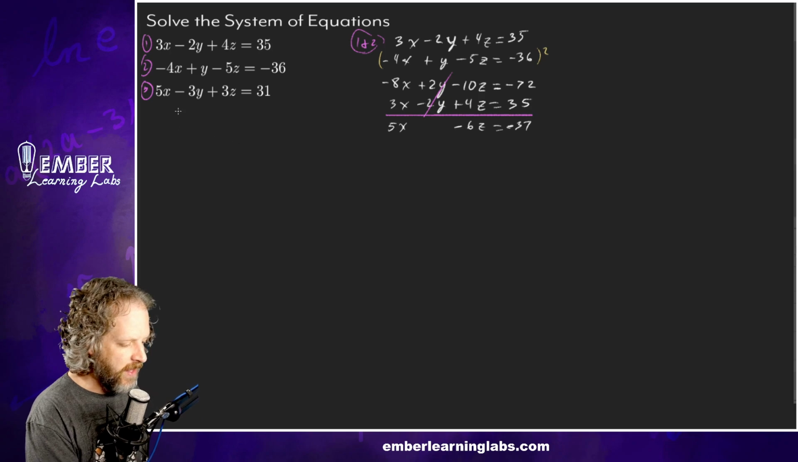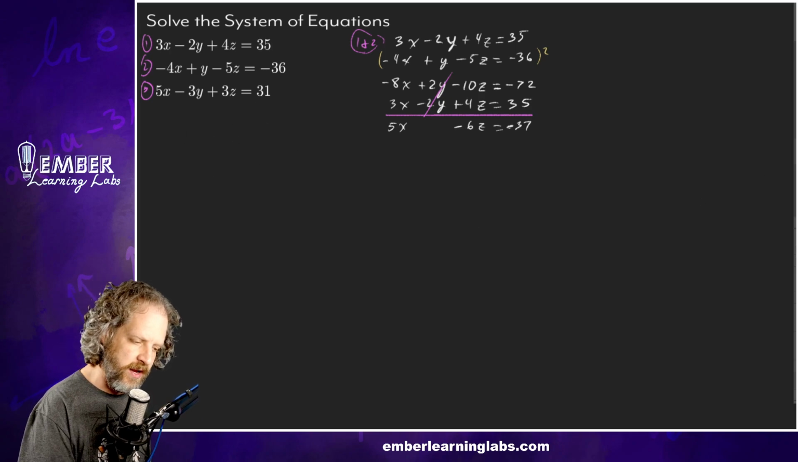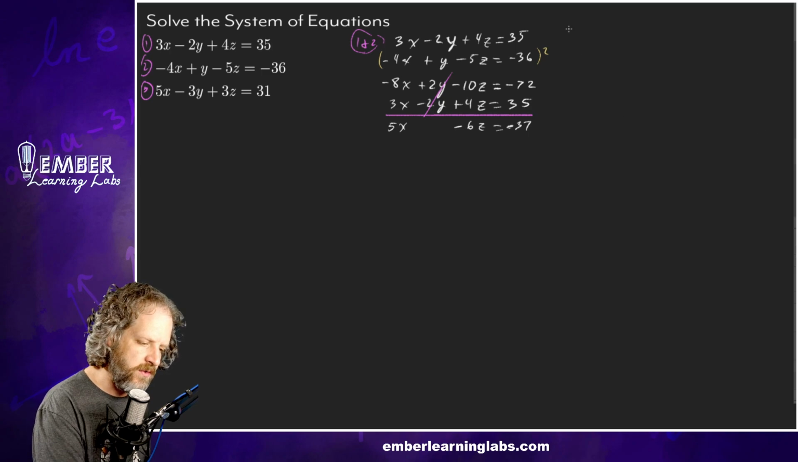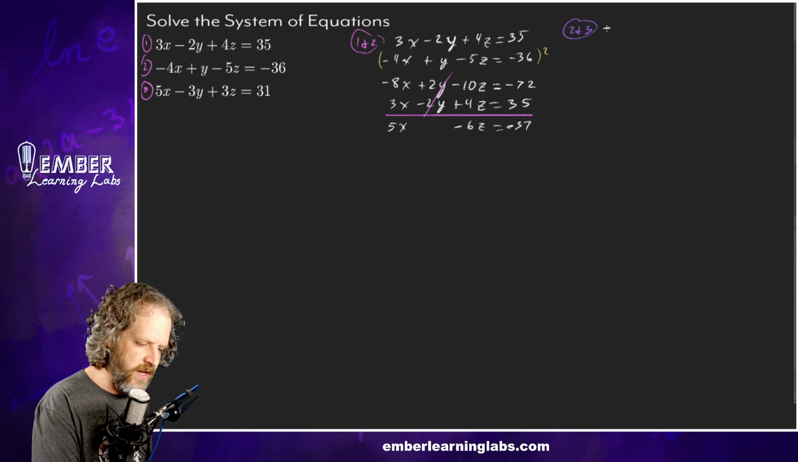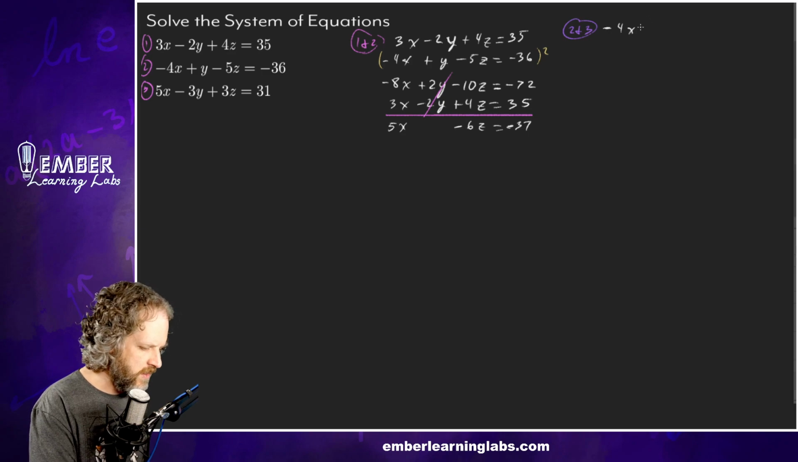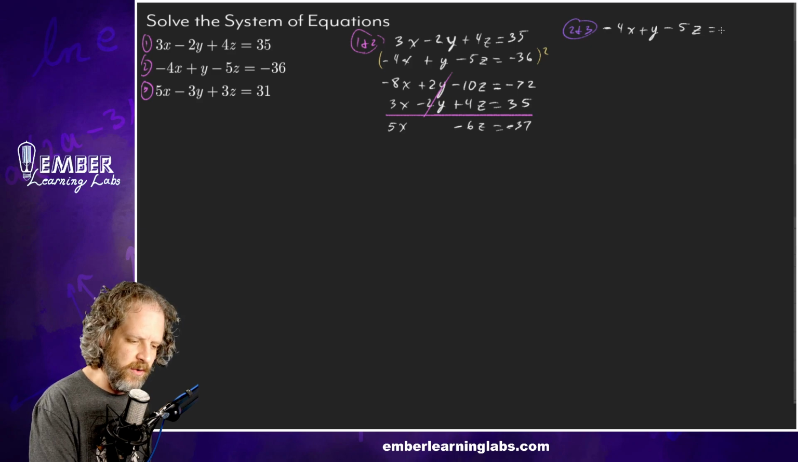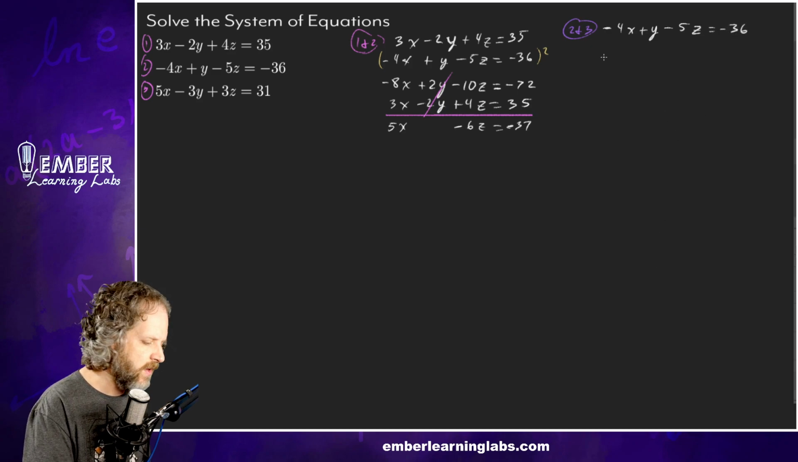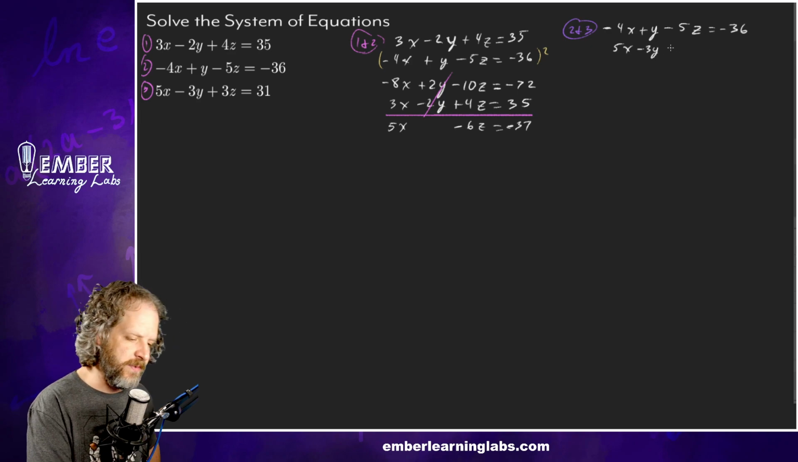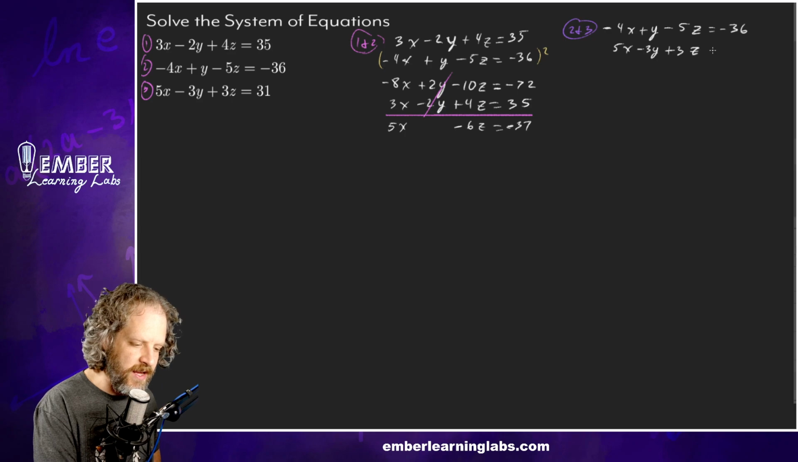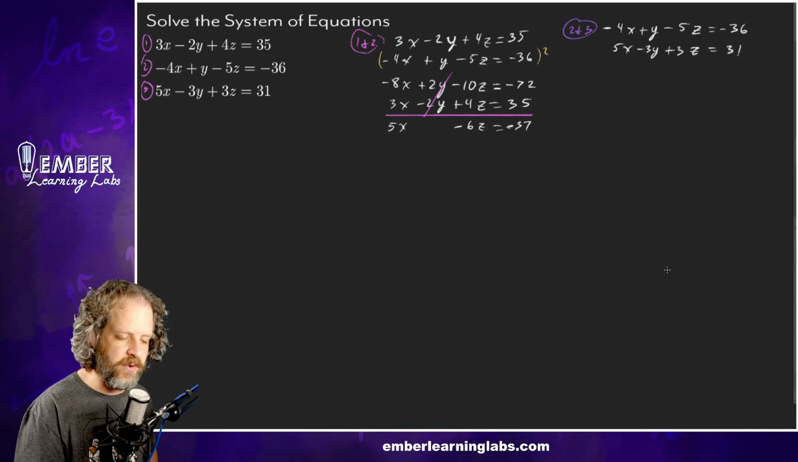So let's do the same thing, but we're going to do it with equations 2 and 3. Let's do 2 and 3. Equation number 2 is negative 4x plus y minus 5z equals negative 36. And then 3 is 5x minus 3y plus 3z equals 31. So again, we're going to eliminate the y's.